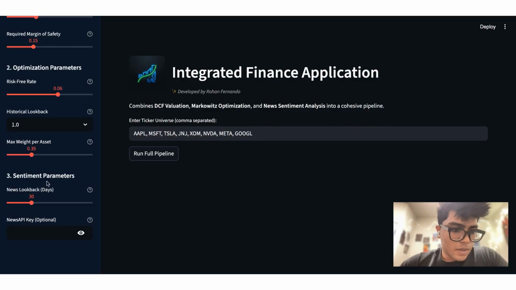The third group is a little more interesting. It's the sentiment parameters, which has a news look back for the companies we will be analyzing, and I put it at a month, that's 30 days.